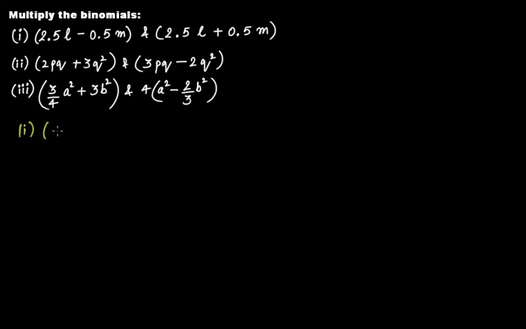2.5L minus 0.5M multiplied by 2.5L plus 0.5M, right? The only difference is you have plus here and you have minus here. All the rest of the terms are actually equal: 2.5 is here, 2.5 is here, L is here, L is here, 0.5 is here, 0.5 is here, M is here, and M is here. The only difference is of plus and minus.